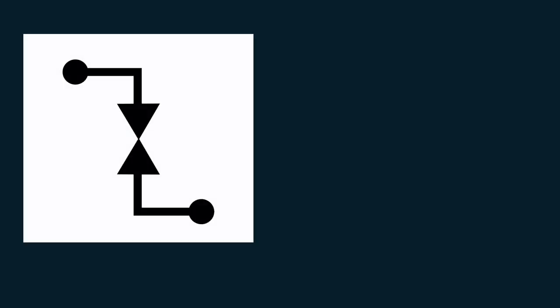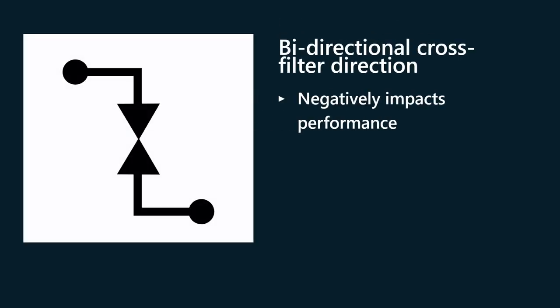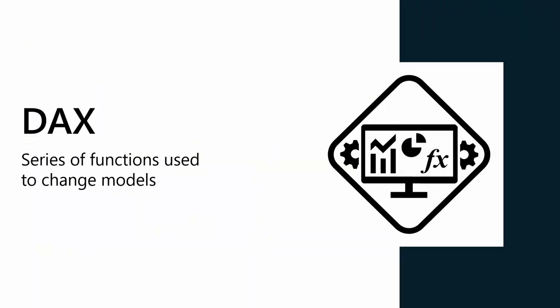However, there are a few important points to note when using bidirectional filtering. Bidirectional cross-filter relationships can negatively impact performance, and configuring a bidirectional relationship can also result in ambiguous filter propagation paths. You can disable filter propagation within a relationship in Power BI using the cross-filter DAX function. This setting can be particularly useful in certain advanced scenarios, where you must isolate data for independent analysis. You'll learn more about DAX in the next module.